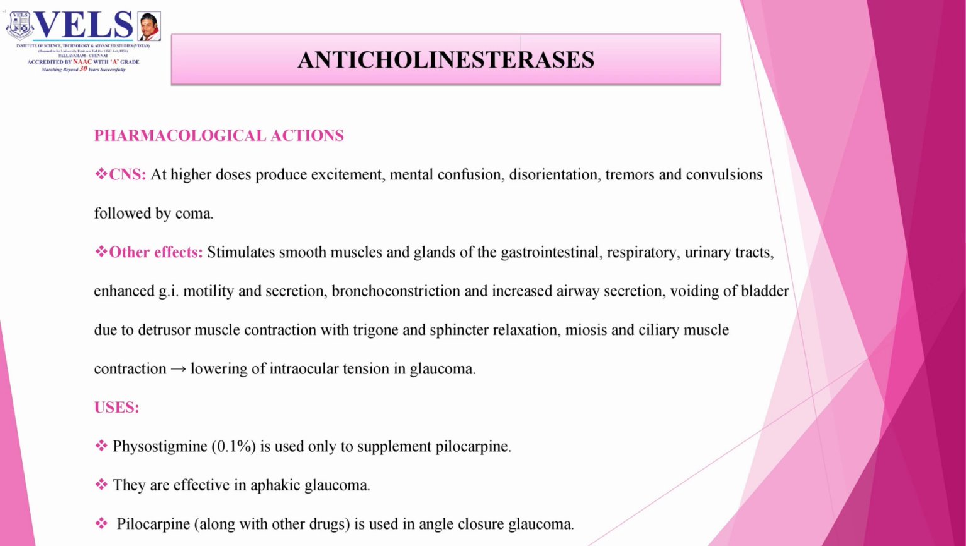The uses of this include physostigmine at a concentration of 0.1%, used only to supplement pilocarpine. They are effective in aphakic glaucoma. Pilocarpine along with other drugs is used in angle closure glaucoma.